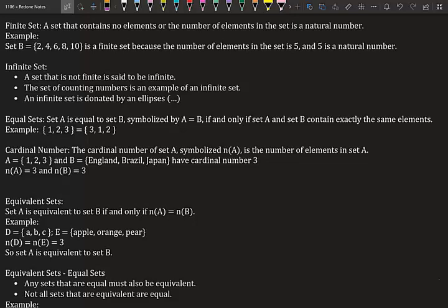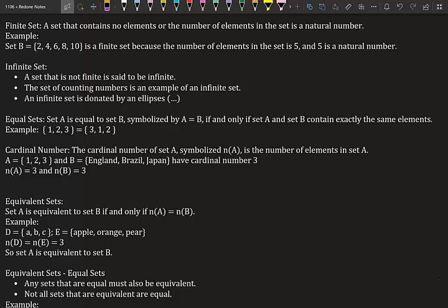Equal sets. Set A is equal to set B, and it's symbolized capital A equals capital B, if and only if set A and B contain exactly the same elements. So 1, 2, 3, that set, it's the same thing as 3, 1, 2. Order does not matter with sets. Sets are just elements, so it doesn't matter what your order is.